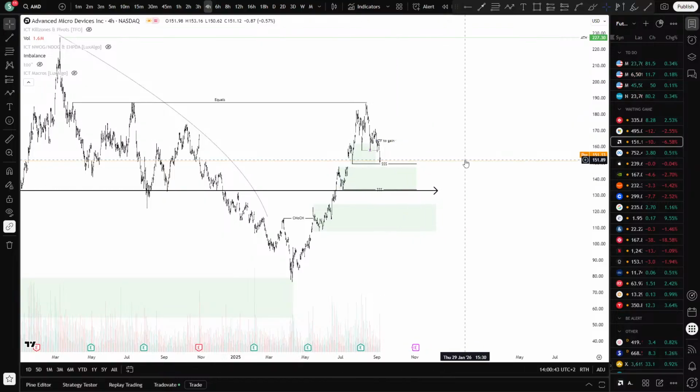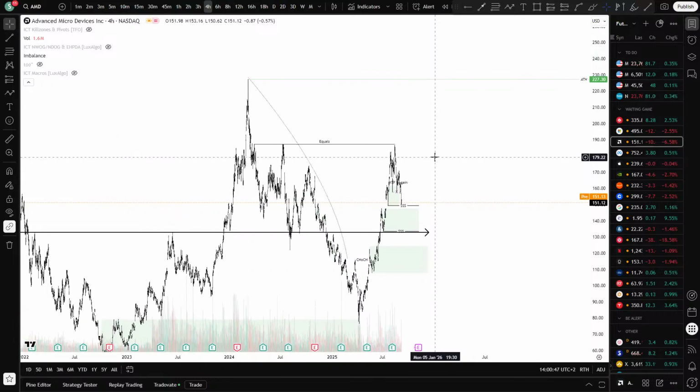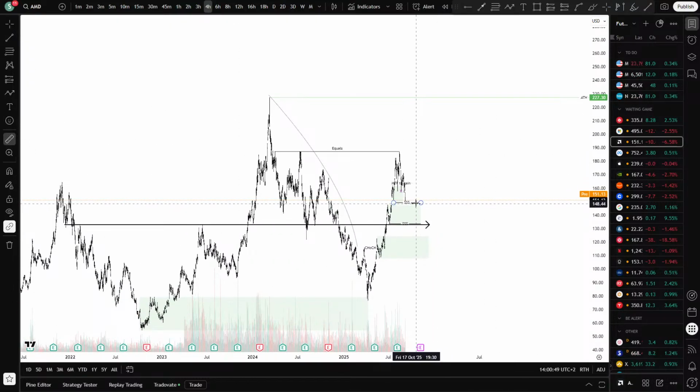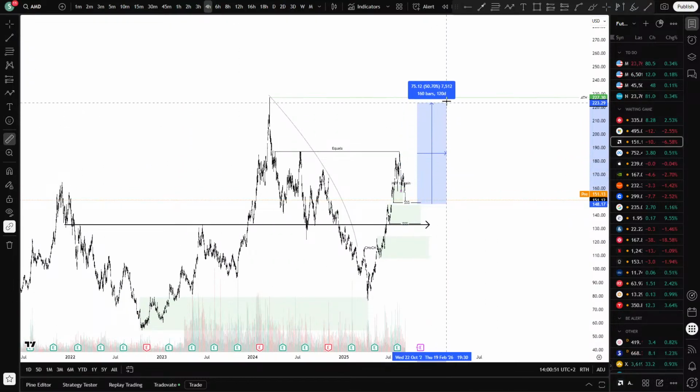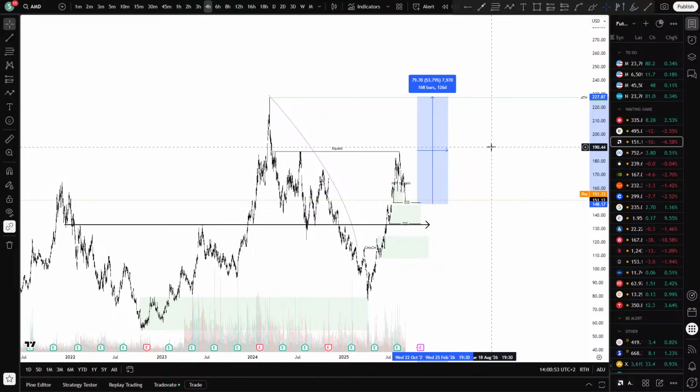So the key zones on AMD are mapped out. We just have to wait for local confirmations. And from there we can maybe trade towards these highs and even towards all-time highs, getting in some nice percentages on our portfolio.